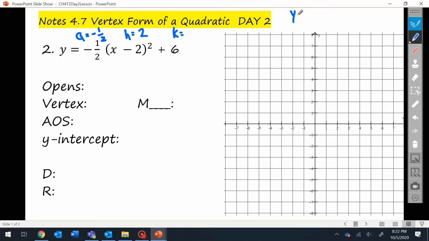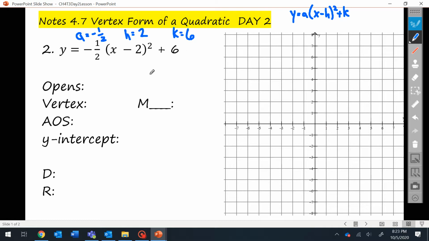Because remember our form, y is equal to a(x minus h) squared plus k. So since the h is minus, we're looking for what's being subtracted. In this case, the 2 is being subtracted. And then the k, we're just looking for what's at the end, and that's a positive 6 at the end. So opens up or down.